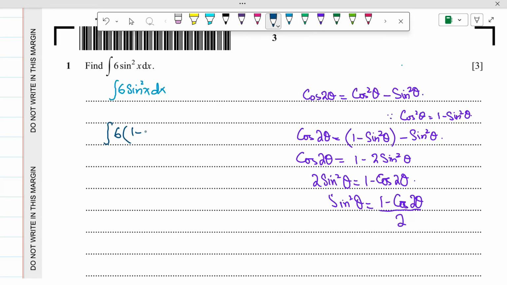6 times 1 minus cos 2x over 2, integration with respect to dx. So this 2 will cancel out and we will have 3. So we will have the integration of 3 minus 3 times cos 2x with respect to dx.